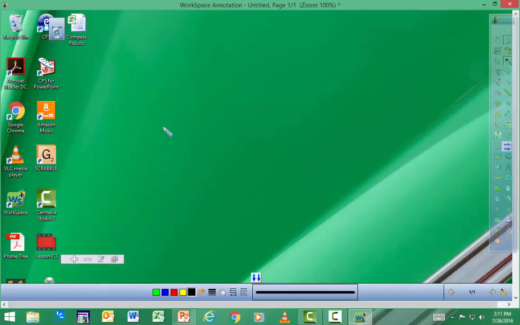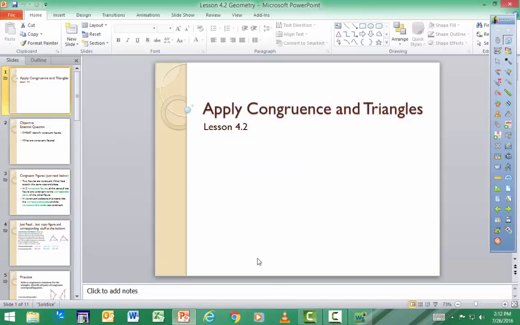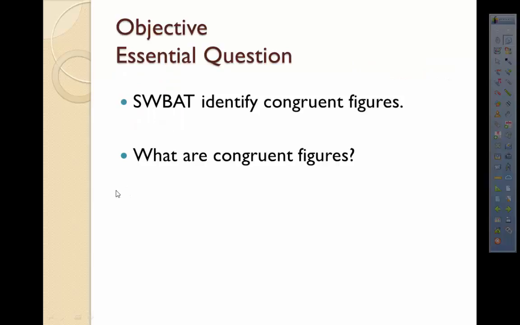What we'd like to do in the rest of this chapter is prove that triangles are actually congruent. But before we do that, we need to understand an idea called correspondence. So that is the subject of today's lesson, the simple idea of correspondence, but a very important idea. So let's get going on it. We're going to apply congruence, and we're going to deal with triangles. So our objective today, students will be able to identify congruent figures.